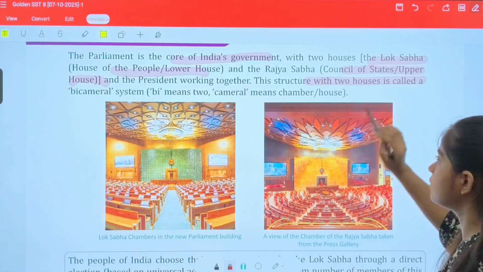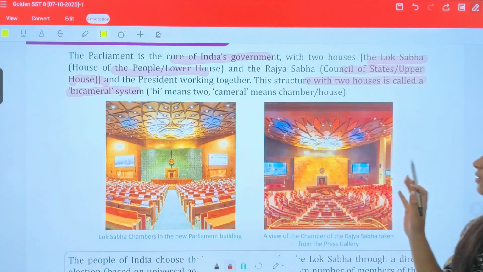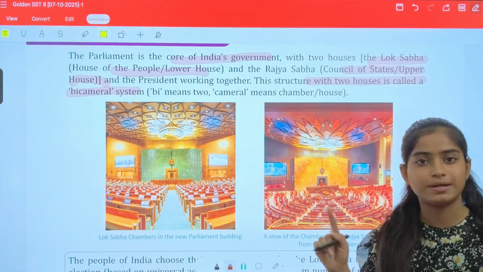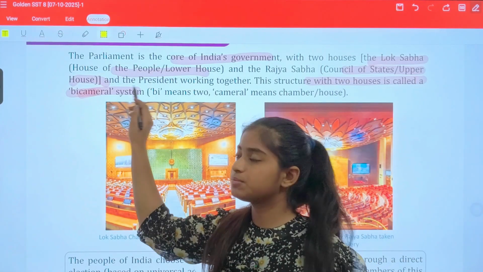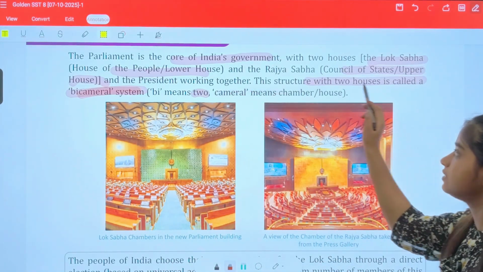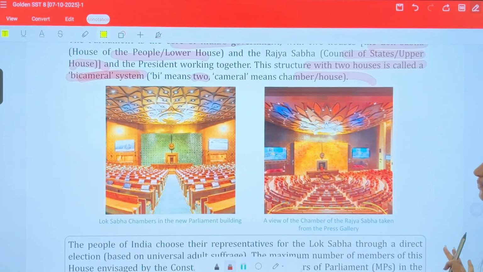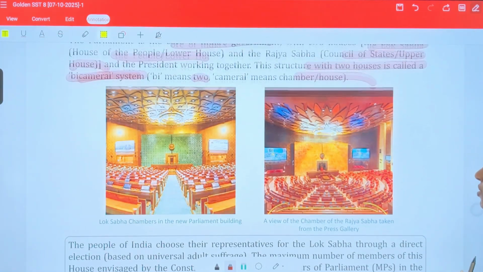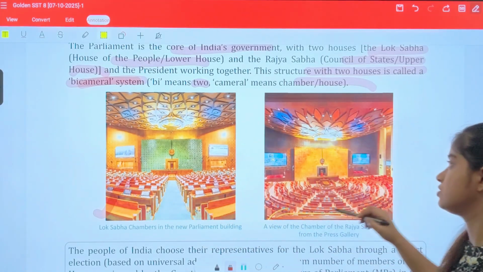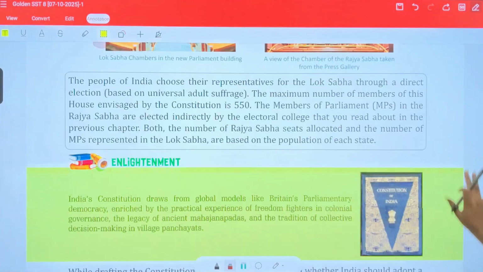The structure with two houses is called a bicameral system. That means the structure with two houses of Lok Sabha and Rajya Sabha, this we call bicameral system. Clear? Now, bi means two, and cameral means chamber or house. So we call it bicameral system. Clear? Now you can see the images. This is Lok Sabha and this is Rajya Sabha. Okay, they are based on a particular kind of theme. We will discuss this.